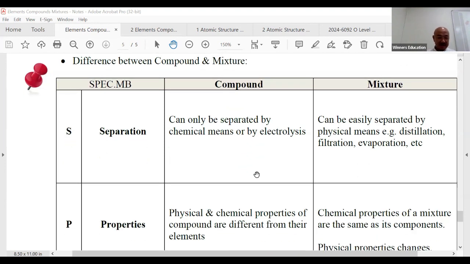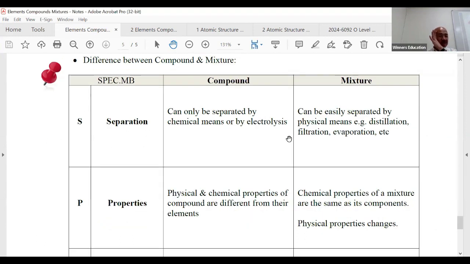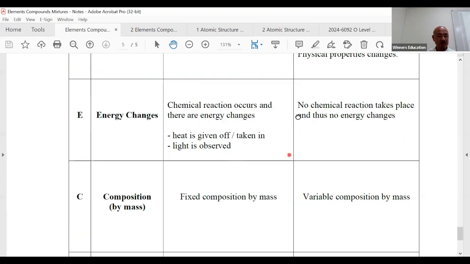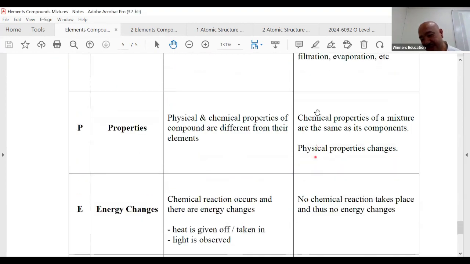Okay, this is where the marks are. How will it come up? If it comes up, they will say, using examples, for example, discuss the difference between a compound and a mixture. Okay, there are differences. The strategy I use here is called SPECMB, just basically the first word. SPEC stands for separation, properties, energy changes, I think it's composition. MB stands for melting point, boiling point, as stated there in bold. Very simple. Okay, let's run through this and be done with it.